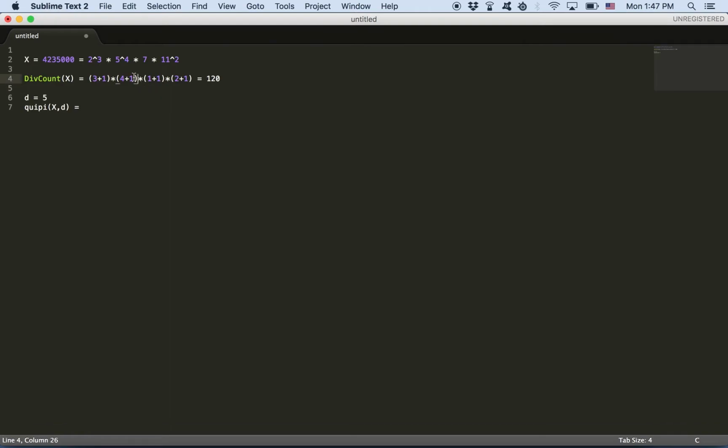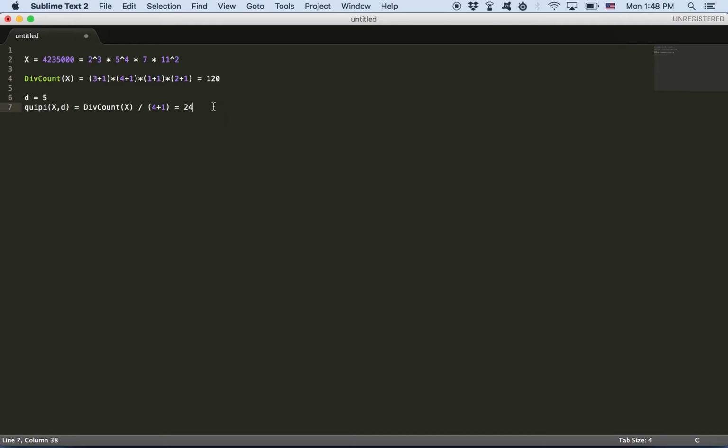So how do we do that? We can either simply delete it like this, or we can divide this result by this, and we get the same answer. So the Quipu function of x and d will be the div count of x divided by the number of times d occurs in the prime factorization of x plus 1. So 5 occurs 4 times, plus 1, and all of this is equal to 24. So the Quipu function of this number and d equal to 5 is 24.